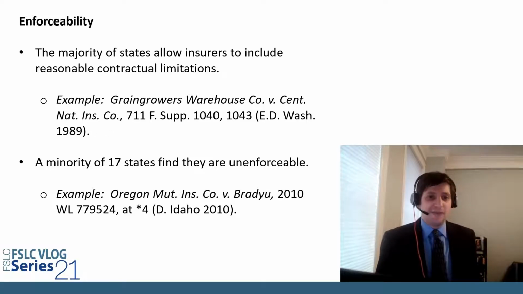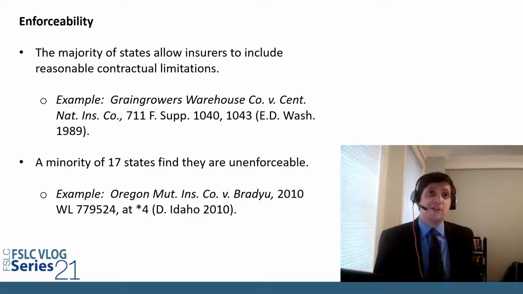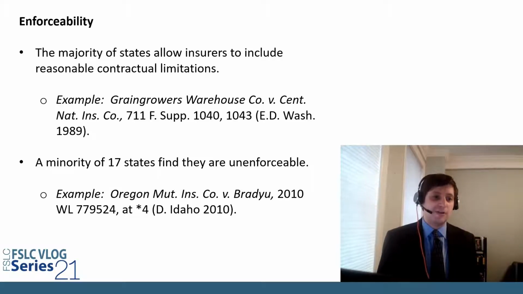In many states, the enforceability of contractual limitations periods is governed by a statute. Some states have statutes that specifically render only some contractual limitations periods in fidelity bonds and other insurance policies unenforceable. For example, some states have statutes that require all contractual limitations periods in insurance policies to be at least 2 years.